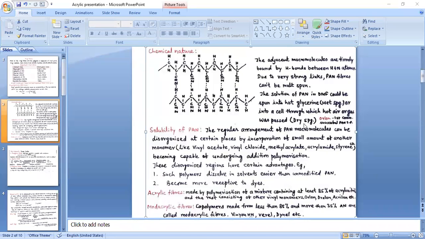So the meaning is, this acrylic fiber can be produced by both methods. One is the wet spinning method and another is the dry spinning method. So this is the only fiber which can be produced by either wet spinning or dry spinning. Any one method of solution spinning can be used to produce this fiber. Is it clear?